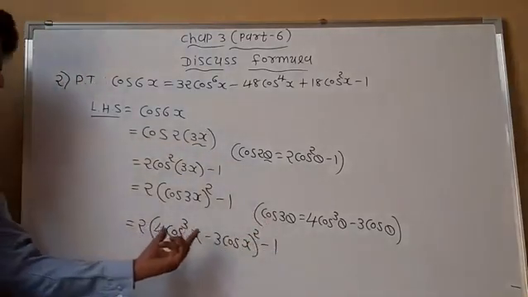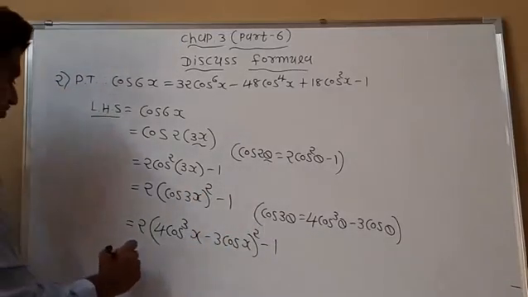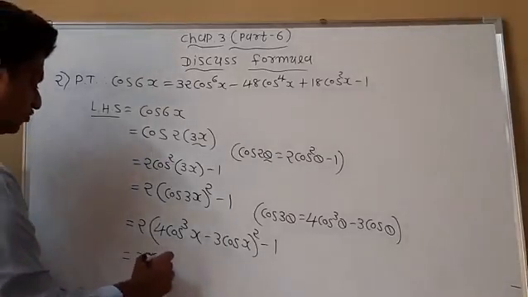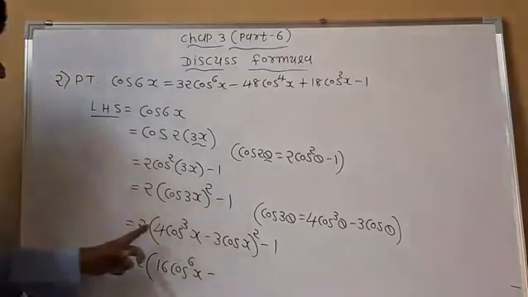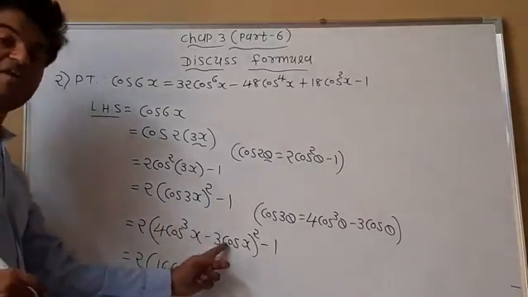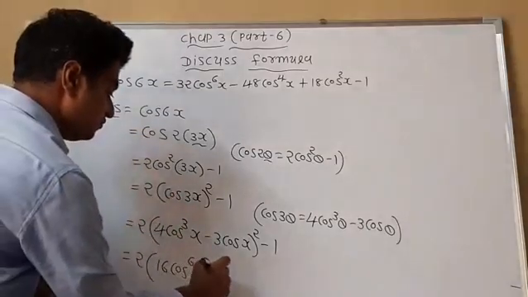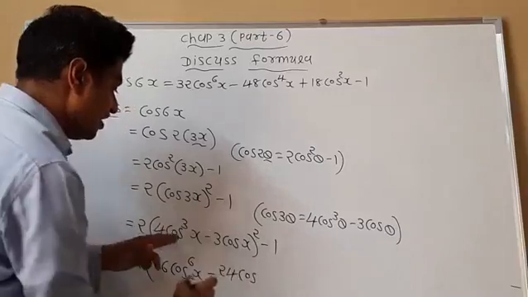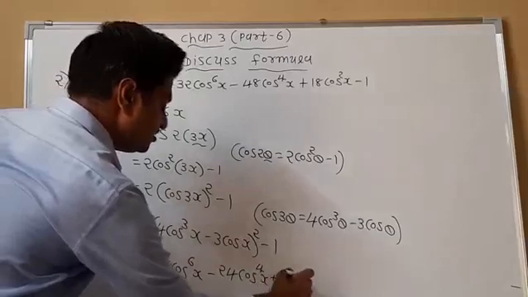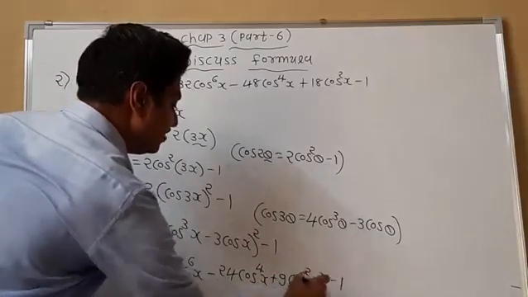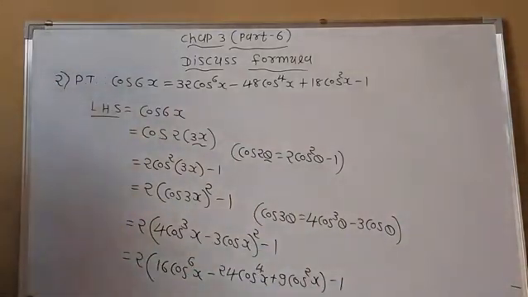Now after here apply the identity (a − b) whole square. So it is equal to 2 into bracket 4 square, that means 16cos⁶x, minus 2ab, that means 4 × 3 = 12, 12 × 2 = 24, cos³x into cosx, that means cos⁴x, plus 9cos²x minus 1. Now 2 multiply in this bracket, so we get the answer.